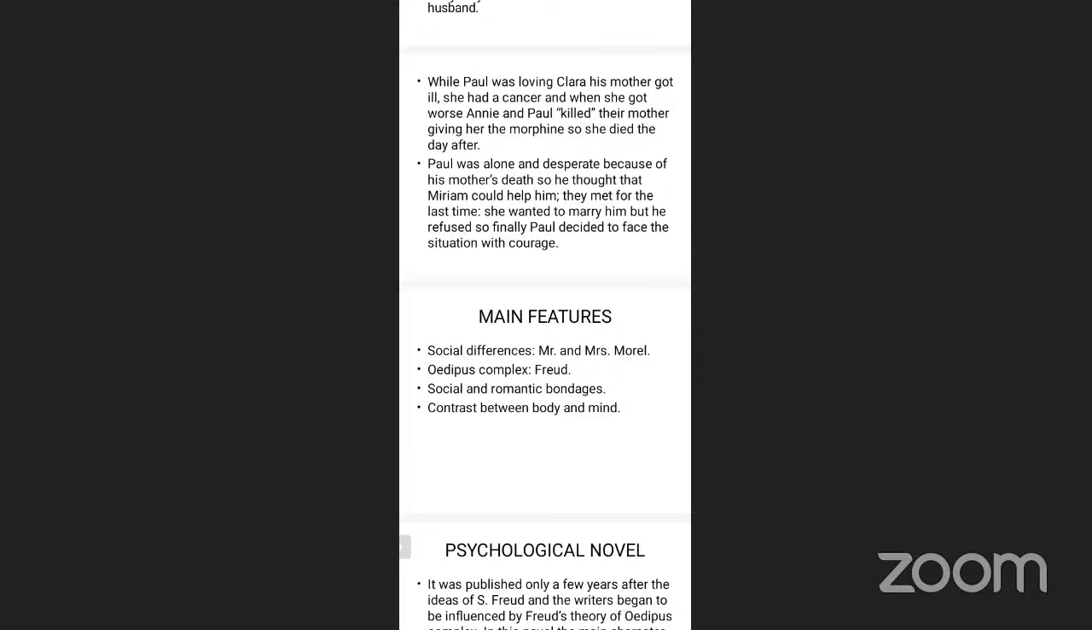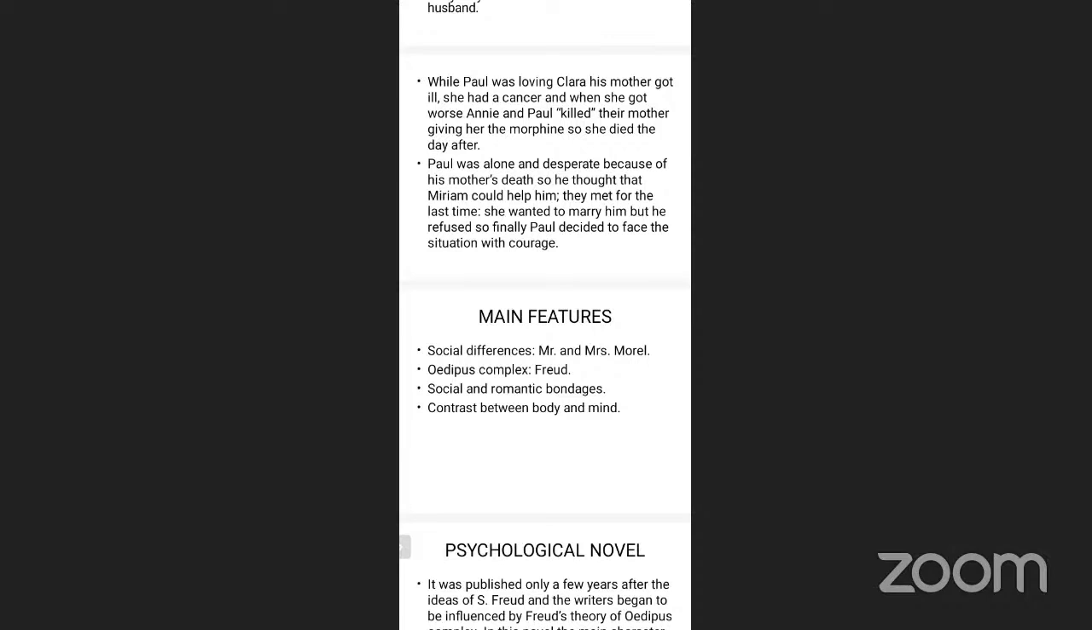Now, again, in the first meeting, in the last ride together, Paul was still reluctant to marry that particular girl, Miriam. She was also ready at the time to marry him, but he again refused.